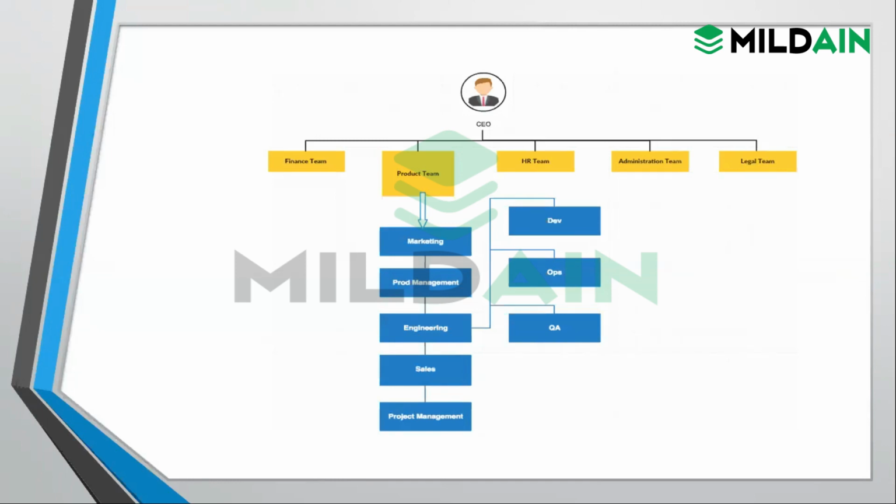And in this, the product team is the main stakeholder. That is marketing, product management, engineering, sales, and project management. All are involved. So these all are the stakeholders. And then it will move to dev, ops, and QA. So DevOps stakeholders are the marketing team, engineering team, sales team, project management, and product management team is also involved.